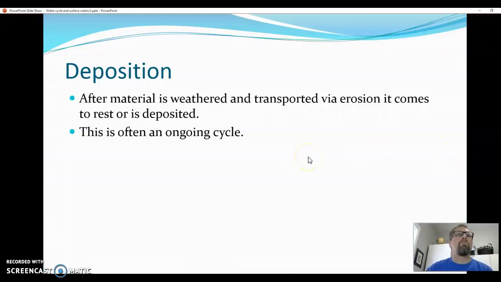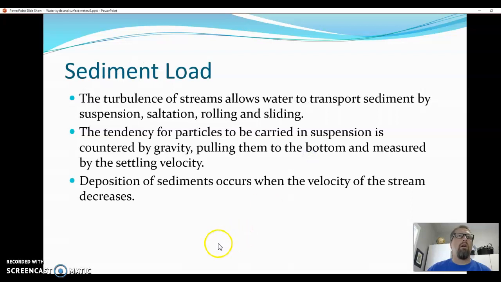All right, so we already know what deposition is, and it's part of this ongoing cycle of material being weathered and transported and deposited. What we didn't talk about is what that looks like in a stream. And so one of the terms here, and there are some terms that people often confuse. So sediment load is, as the stream is moving, how much of the material is being transported. Whether it's suspended in the water, whether it is sort of bouncing and rolling down, but the total amount that is moved.